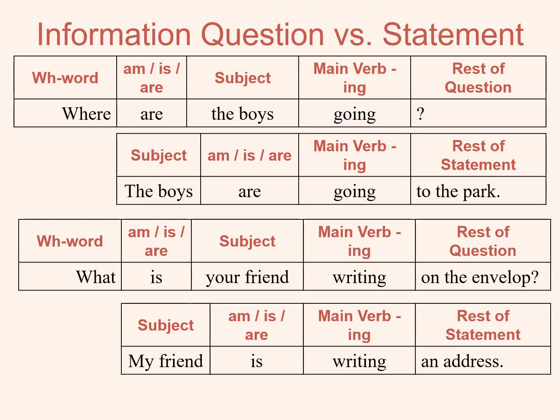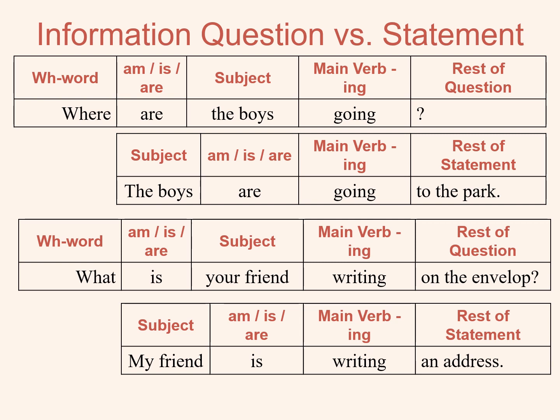Information question word order versus statement word order. With information questions, they are similar to yes-no questions. But with information questions, we need a WH word, a question word, or sometimes it's more than one word. So it's not always just one word. So we need the question word or words. Then we get am or is or are. Then the subject and the main verb in ing and the rest of the question if there's more.